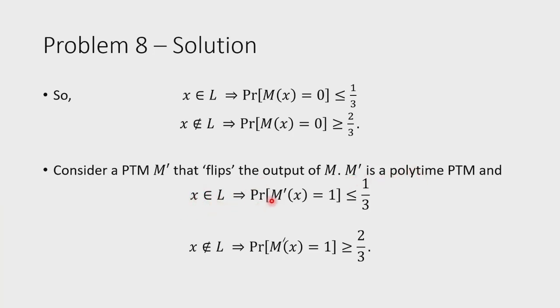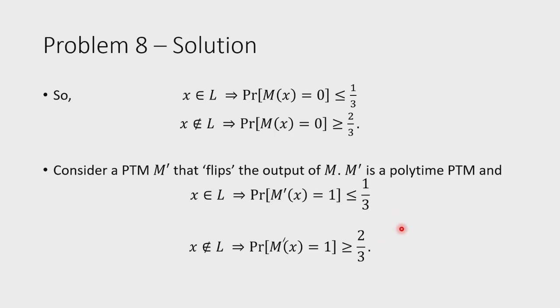X is in L implies the probability that M prime(X) equals 1 is at most 1/3. Why? Because when X is in L, the probability that M(X) equals 0 is at most 1/3, and whenever M(X) equals 0, M prime(X) equals 1. So we use this statement to obtain this statement. Similarly, when X is not in L, the probability that M prime(X) equals 1 is at least 2/3. Why? Because M prime(X) equals 1 if and only if M(X) equals 0. So is it okay? How do we get these two statements?